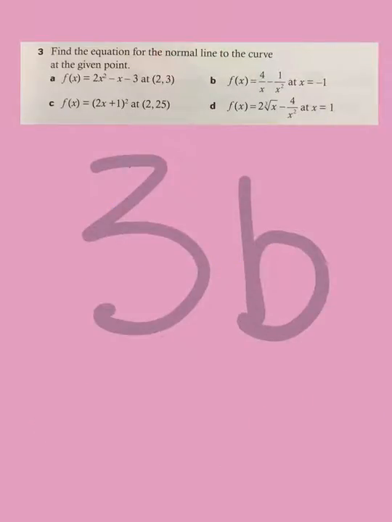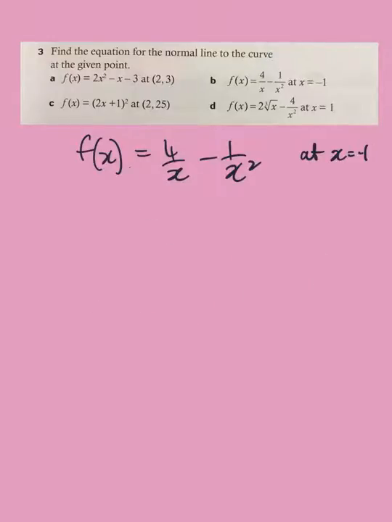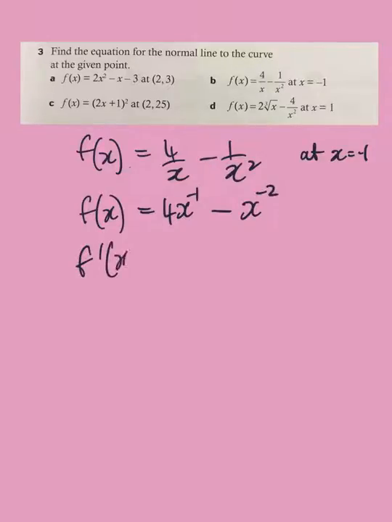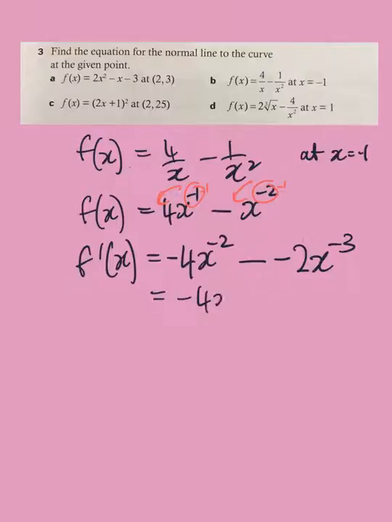Question 3b. Again, for this question, we really want to write this in a way that's more friendly for differentiation. So I'm just going to switch this around a bit like this. Now it's much easier for me to differentiate that, because now I just take this negative 1 to the front. So that becomes negative 4, and negative 1 minus 1 here is negative 2. And then here I take this negative 2 to the front, so that's negative 2x, and then this 1 minus 1 becomes negative 3. So let's make that neater, plus 2x to the negative 3.